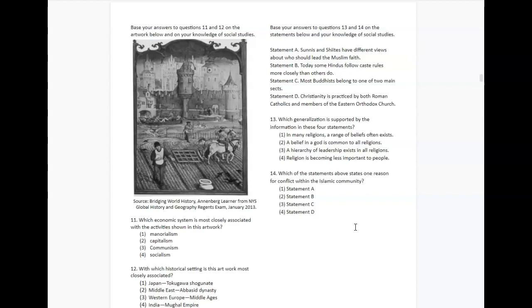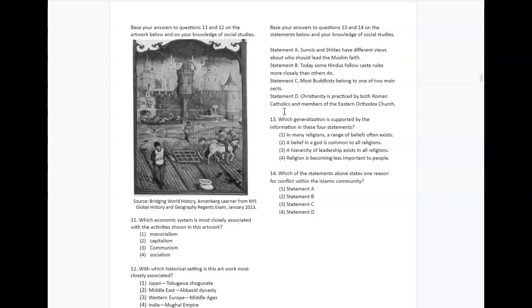Numbers 13 and 14 are based on this short passage here. It says, Statement A, Sunnis and Shiites have different views about who should lead the Muslim faith. B, some Hindus follow caste rules more closely than others. Statement C, most Buddhists belong to one of 2 main sects. Statement D, Christianity is practiced by both Roman Catholics and members of the Eastern Orthodox Church.